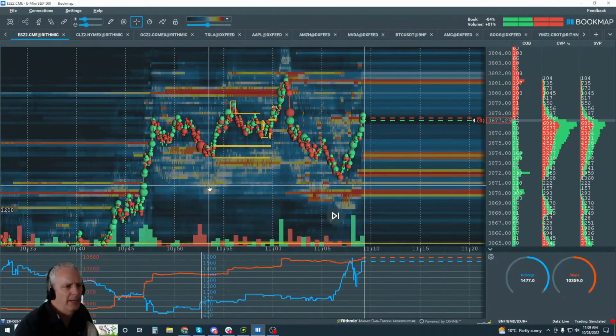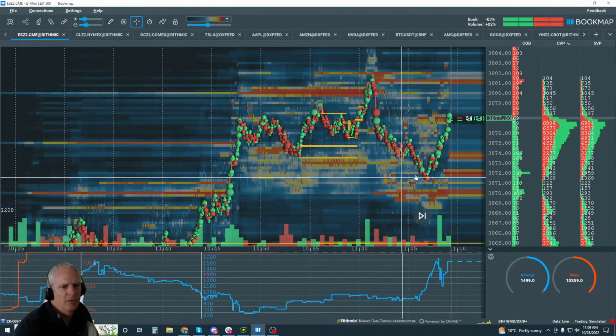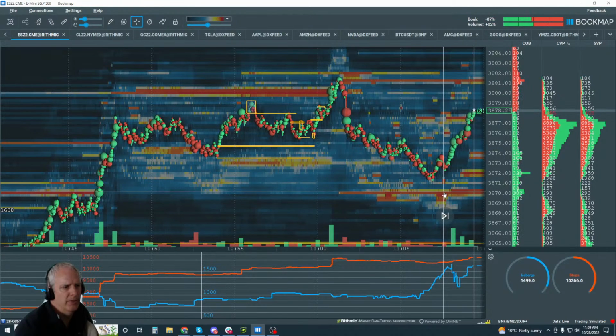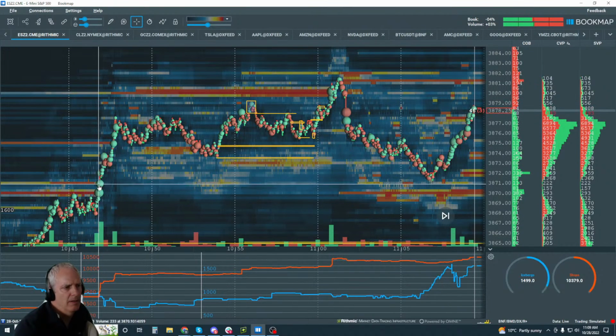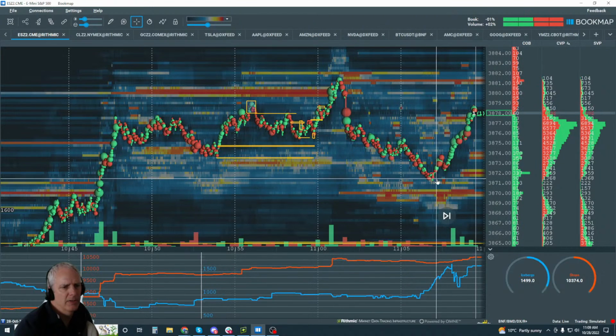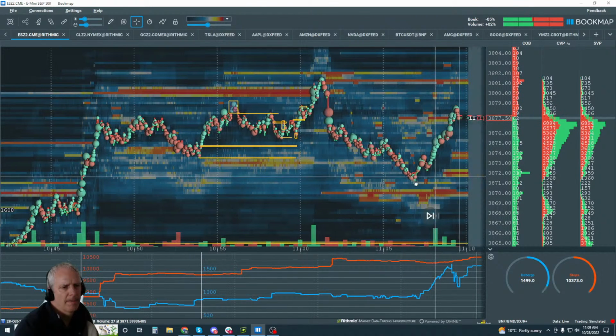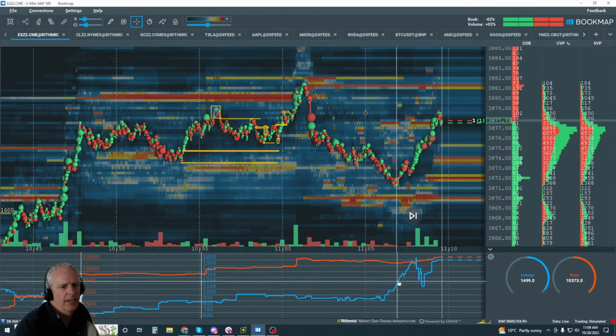So this pullback came to a weird area. I was looking for a seller follow through down to 70, and it's kind of in the middle of nowhere here. This is kind of unusual, but a lot of iceberg buying.